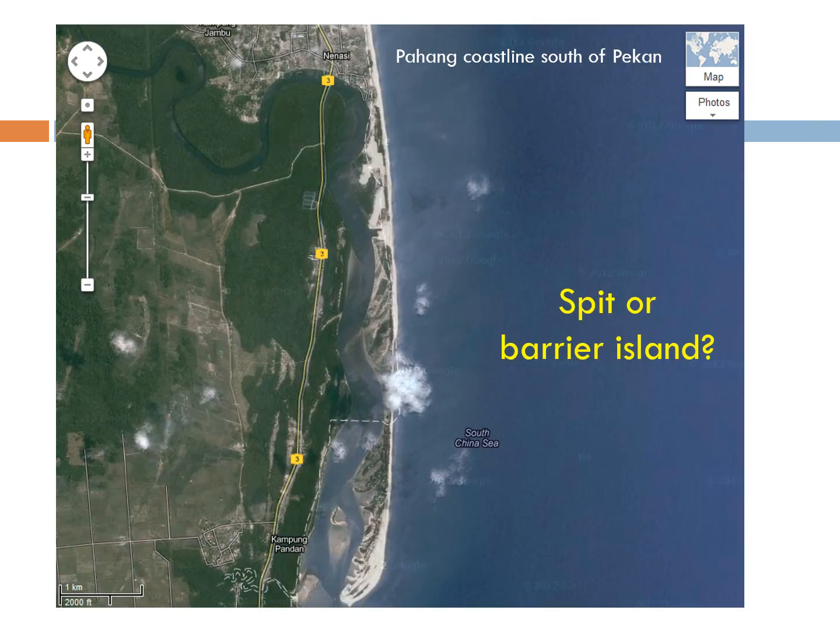This is another Google Earth picture showing the Pahang coastline south of Pekan. We have a formation over here. Is it a spit or is it a barrier island? We shall leave this for our online discussion.